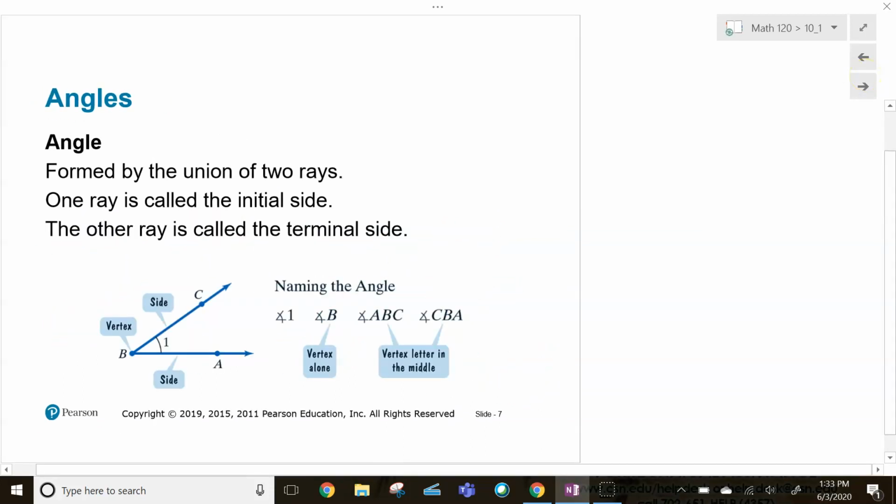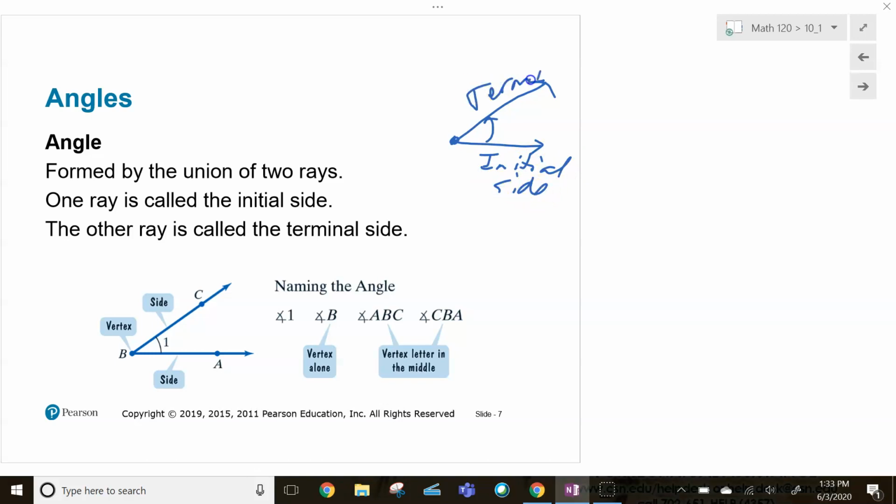Now, an angle is when you take two rays at the vertex, and the angle is that measurement right there. This would be our initial side where we start, and this is our terminal side. In trigonometry, if we rotate it, that's a trigonometric angle, and then we ask how many degrees there are. In geometry, a fixed angle, like 90 degrees, is fixed. There's no rotation on those.